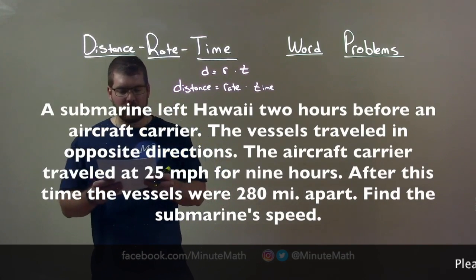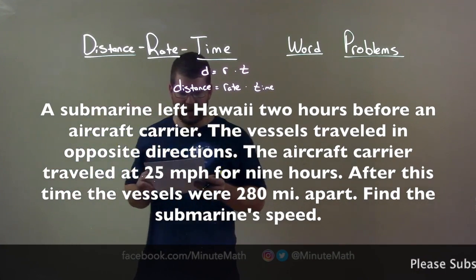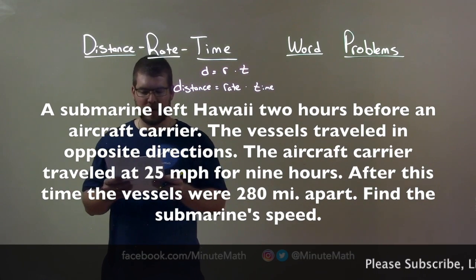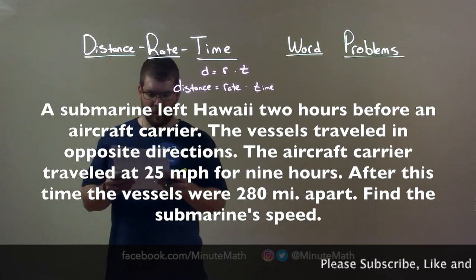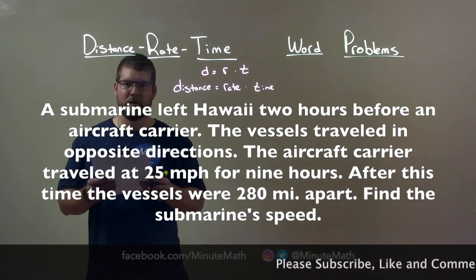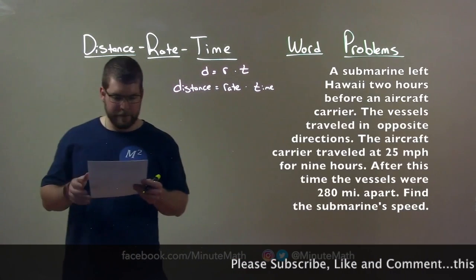A submarine left Hawaii 2 hours before an aircraft carrier. The vessels traveled in opposite directions. The aircraft carrier traveled at 25 miles per hour for 9 hours. After this time, the vessels were 280 miles apart. Find the submarine's speed.